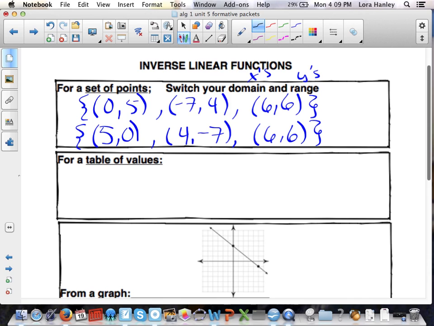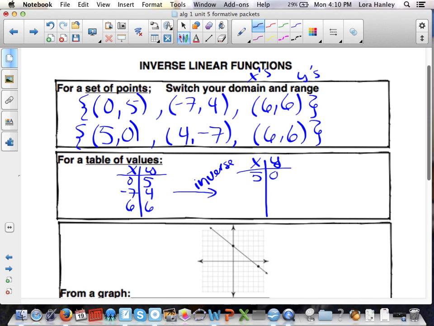Same idea for a table of values. Let's use these same points here, (0, 5), (-7, 4), (6, 6). If this is my relation right now, I can go and make the inverse by switching my x and my y. So now my points would become (5, 0), (4, -7), and again, (6, 6) isn't going to budge.